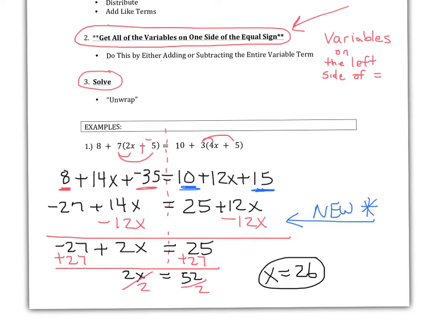Okay, so the only new thing is you have to be observant. If you notice there are x's on both sides, you have to remove the x's from the right side, shift it over to the left. All right, let's try another example.